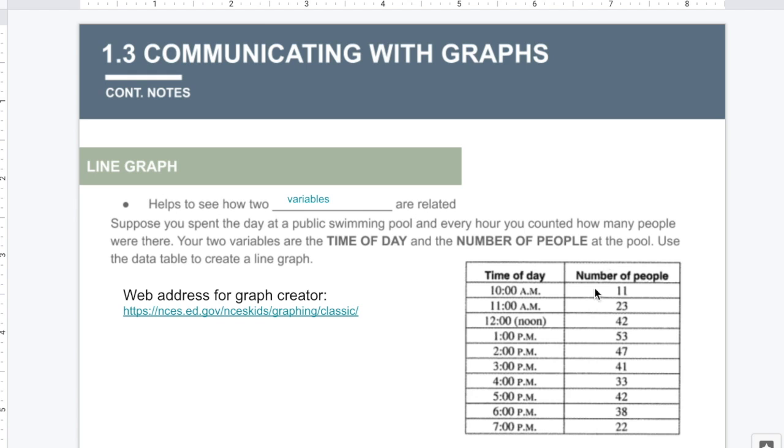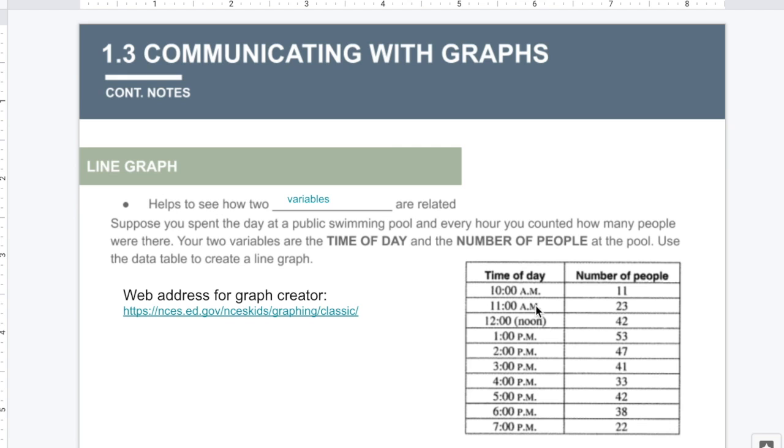Okay, whereas this is going to vary on what it might be. Like for this example, it's number of people. It might be distance traveled, whatever it might be. This is generally going to have numbers associated with it. Okay, so whenever you're using a line graph, generally you're going to have numbers in both of these columns of your data table.